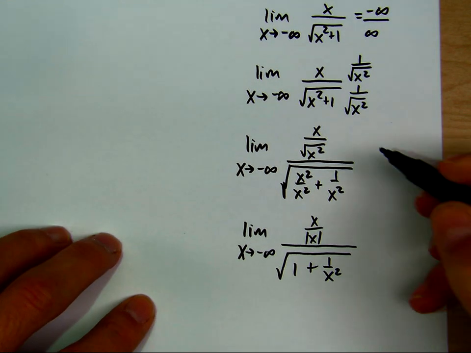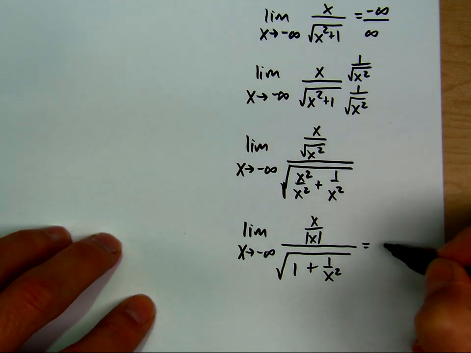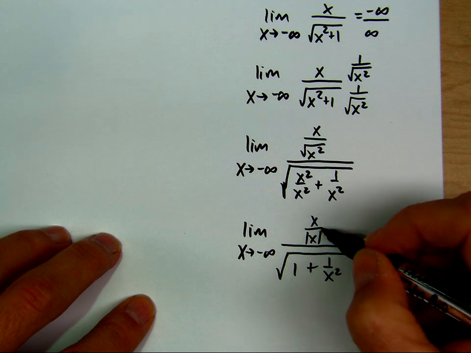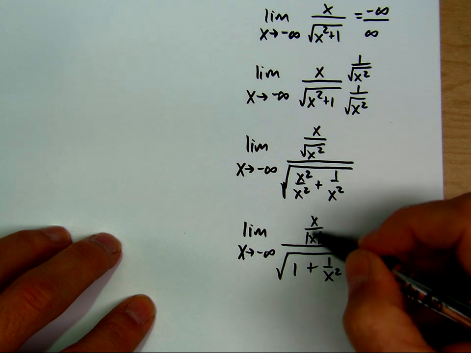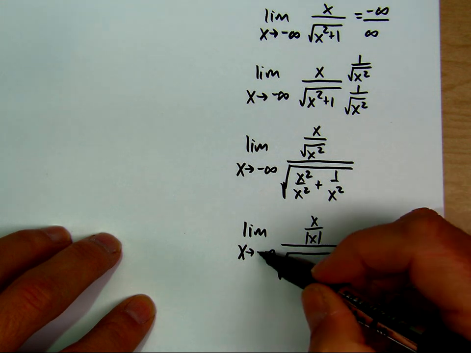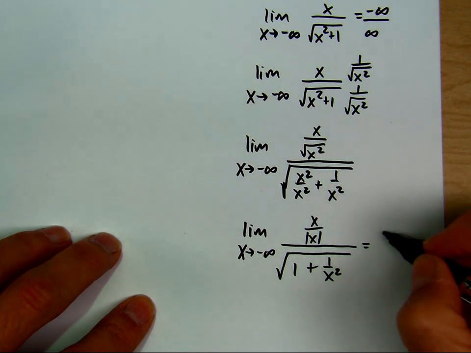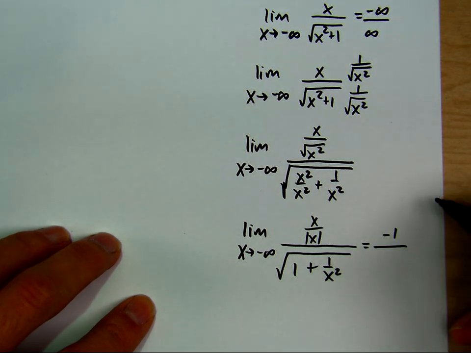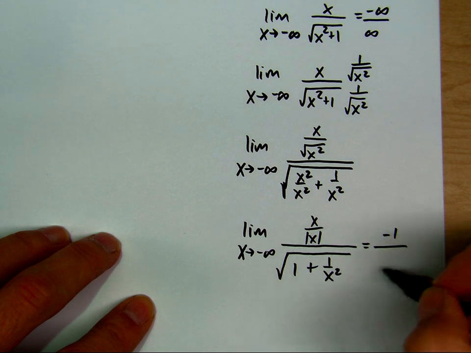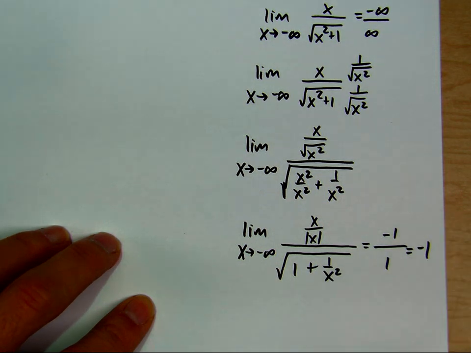And now let's think of the signs. This would reduce to either 1 or negative 1. Well, we have x being negative, so this is negative. That's positive. We know the numerator is negative 1. This will be 0, and that is 1. So we can see the limit is negative 1.